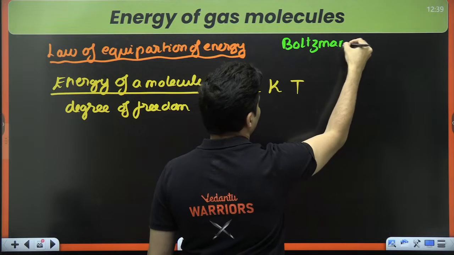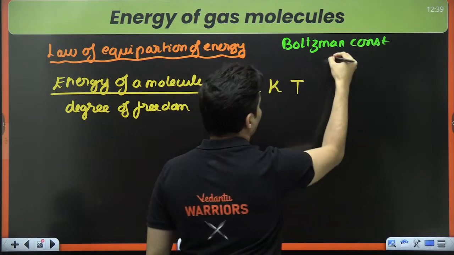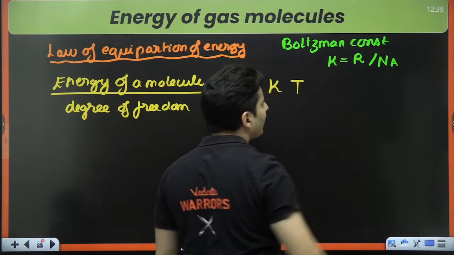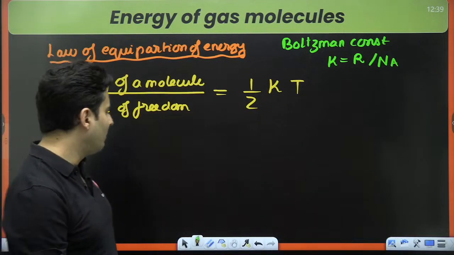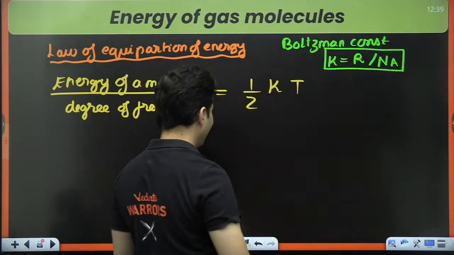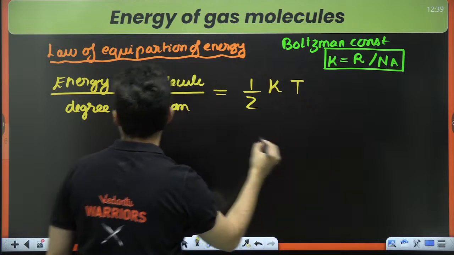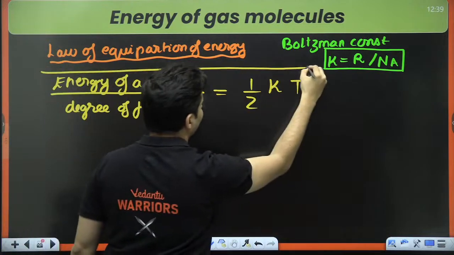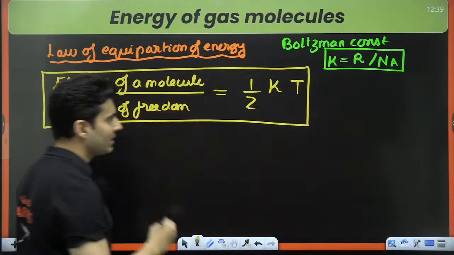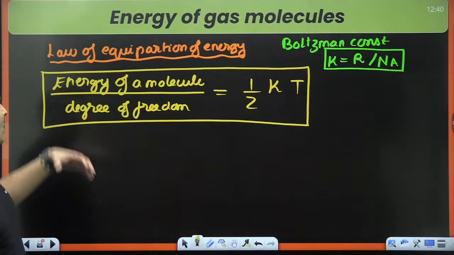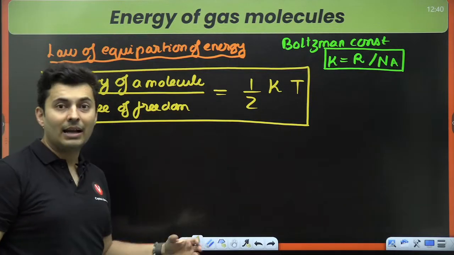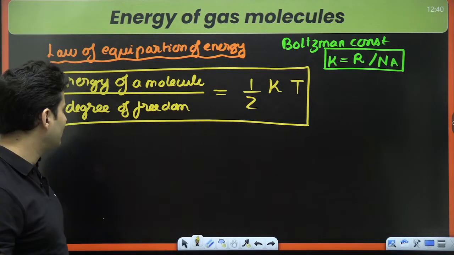Boltzmann constant k is R divided by Na, which is the gas constant divided by the Avogadro number. This is your law of equipartition of energy. Keep this in mind. From this, you can do the unitary method and find the total energy of a gas.